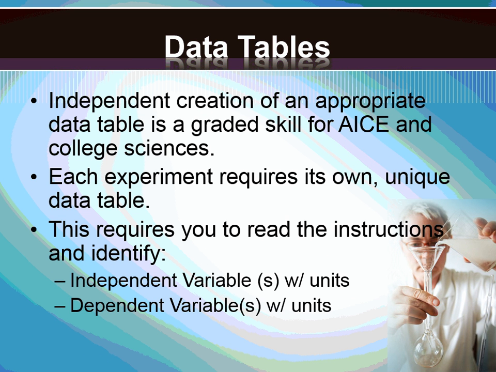Data tables. It is an expectation for all pre-ACE, ACE, and college science classes that students can create an appropriate data table for experiments in labs. Each experiment is different, and you will need to read through the procedure and determine the independent and dependent variables of the experiment in order to create an appropriate and unique data table. Notice that I listed the independent variables here with the tagline with units, meaning you need to be aware of the measurement unit that you are using for these variables.